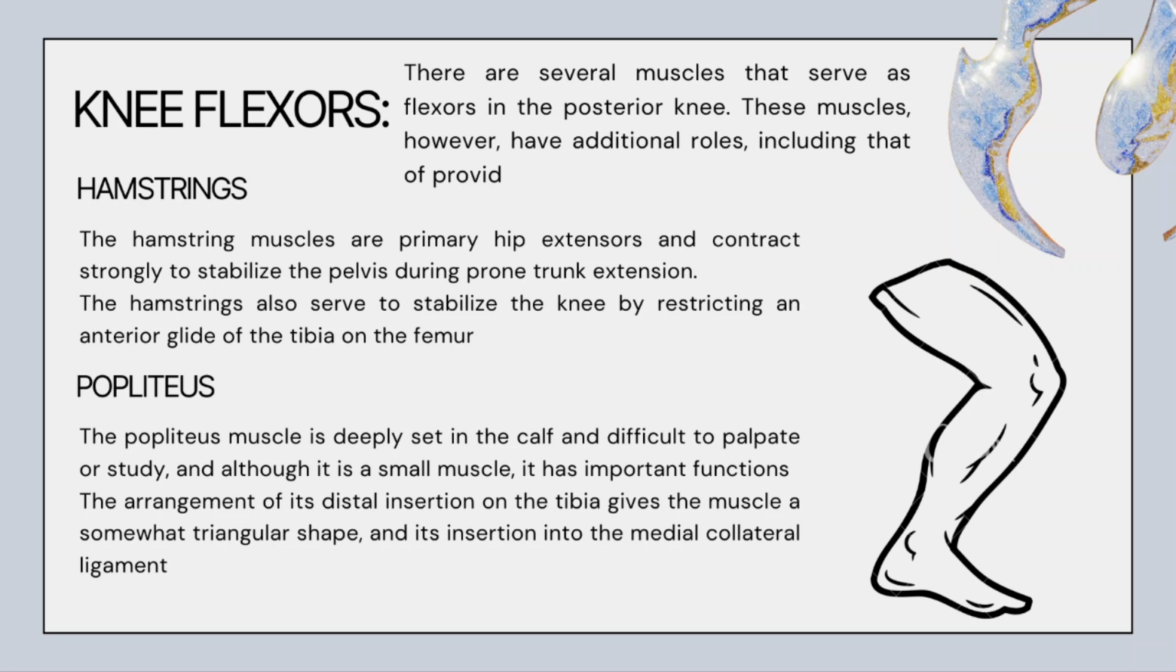Next is popliteus. Dito, sabi sa popliteus is a muscle deeply set in the calf. So, yun, hindi natin siya makakapa or hindi natin siya makikita, kasi nasa posterior siya, sa likod ng tuhod. So, hindi talaga natin siya ganun mapapansin. And difficult to palpate or study, sabi dito. Although it is a small muscle, it has important functions. The arrangement of its distal insertion on the tibia gives the muscle a somewhat triangular shape, and its insertion into the medial collateral ligament.